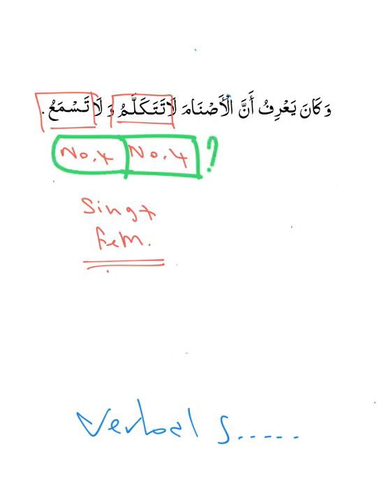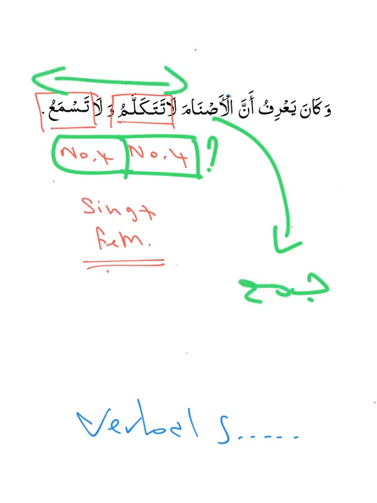Despite the fact that al-asnam is a plural, it's a jam', you'd expect the khabar to be plural as well, because ism and khabar have to match. Well, the rule is very simple.